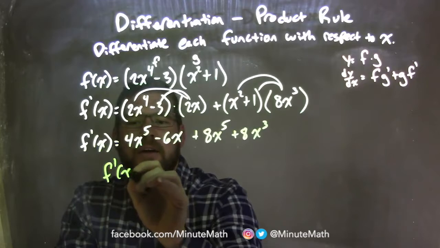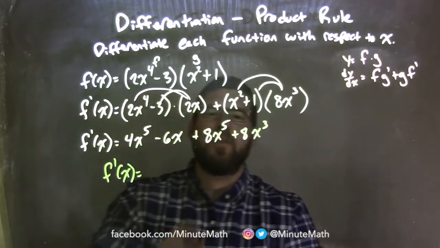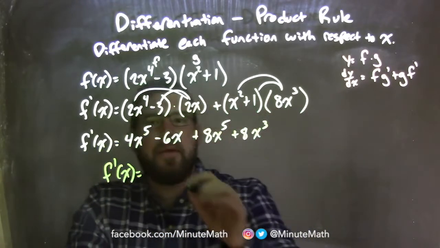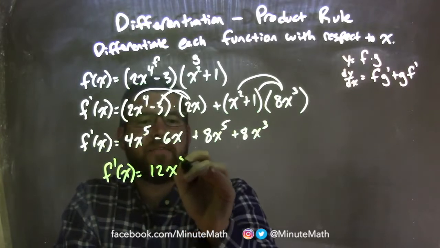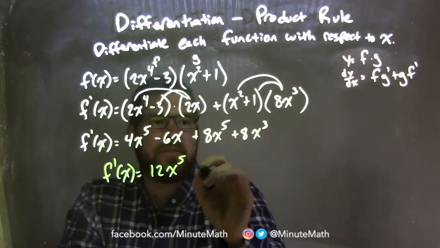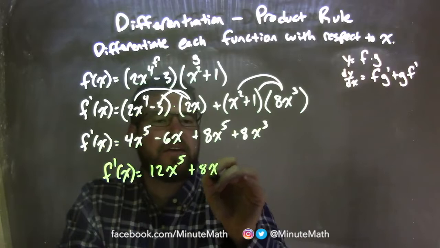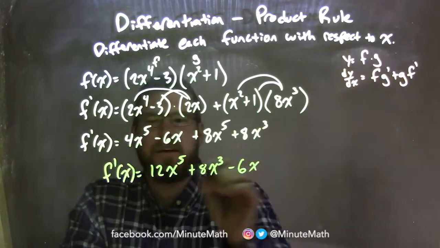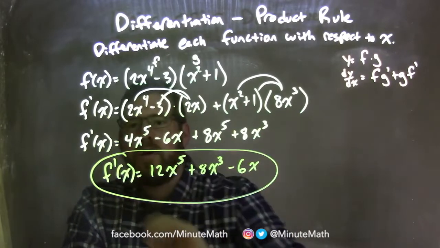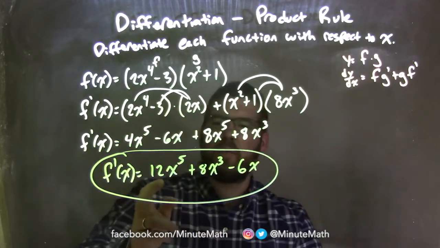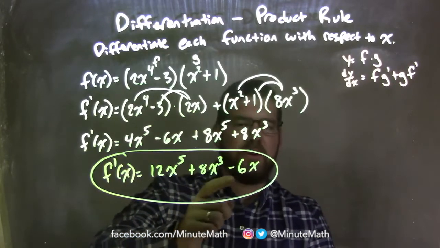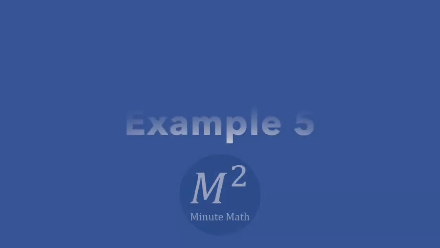So we have f prime of x is equal, 4x to the fifth and 8x to the fifth are my highest degrees. We add them together, we have 12x to the fifth. Next highest degree was 8x to the third, so we have plus 8x to the third minus 6x. And there we have it. Our final answer, f prime of x is equal to 12x to the fifth plus 8x to the third minus 6x.